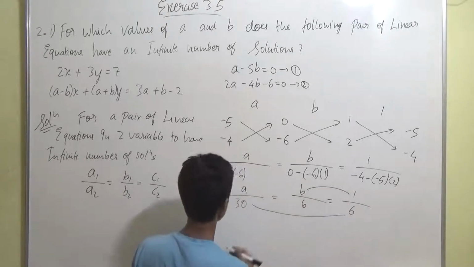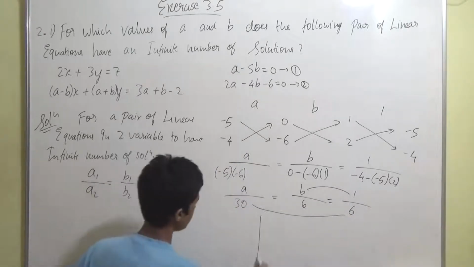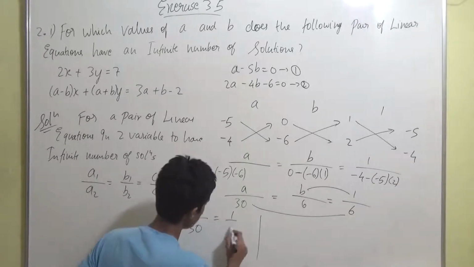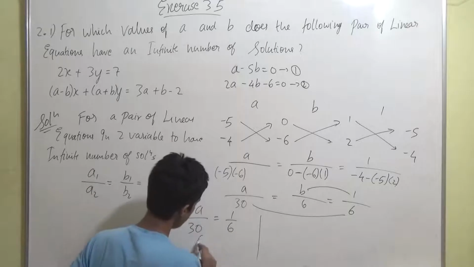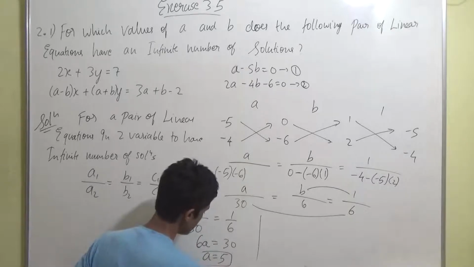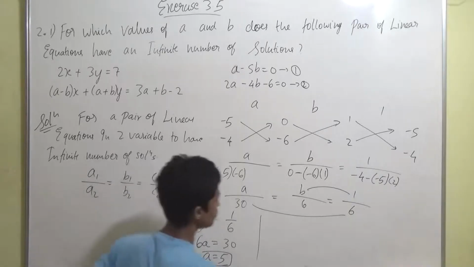To find the value of b, we will compare these two. Let's do it for a here. a by 30 equal to 1 by 6, which means 6a equal to 30, which means a is equal to 30 by 6, which means a equal to 5. Getting it, guys? And now let's do it for b.